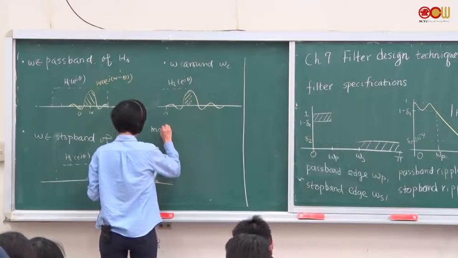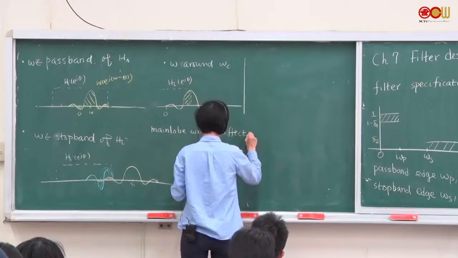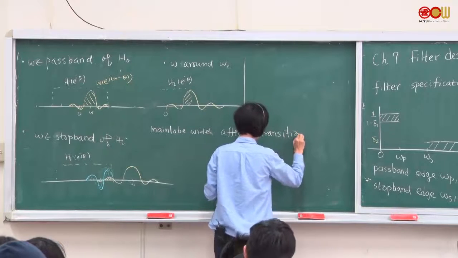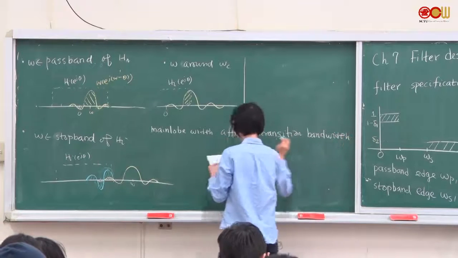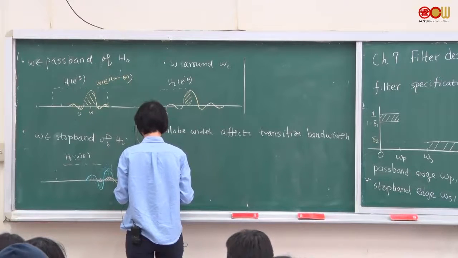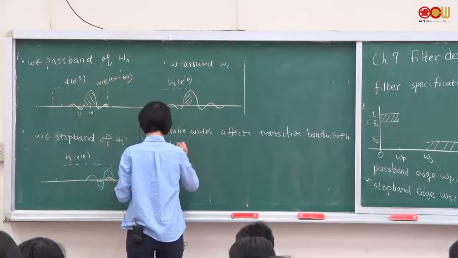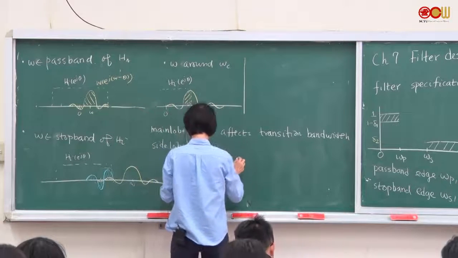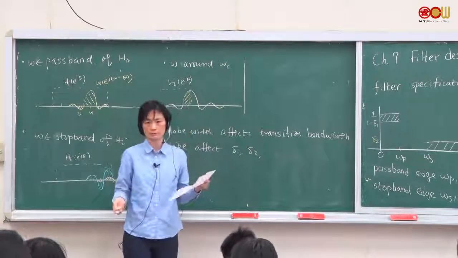Okay. So now let me write down the conclusion. The main lobe width affects the transition band bandwidth. And the side lobe would affect delta 1 and delta 2 of the final filter.